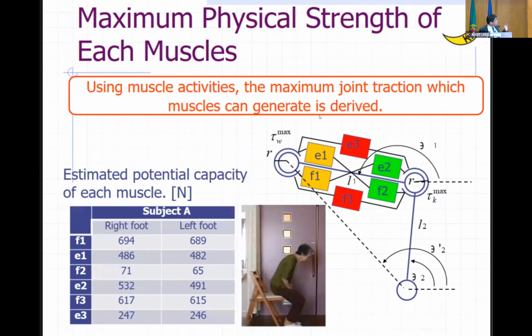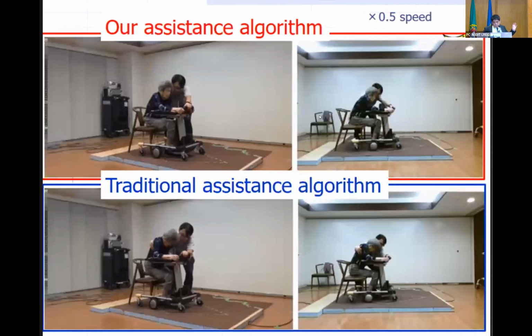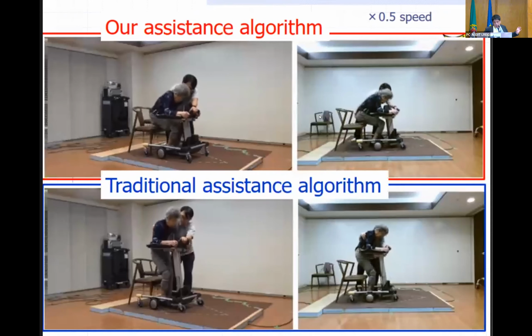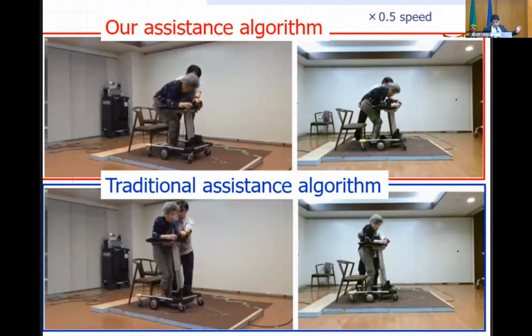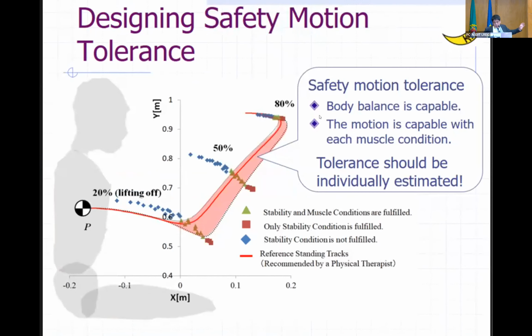And this is an example estimation result like this. How potential is this? Now I propose the next technique. In our previous research, our assistance algorithm moves to fit the natural standing motion of the elderly like this. For realizing this, we use two conditions for safety motion tolerance: body balance and capability of each muscular output. The tolerance should be individual, of course.